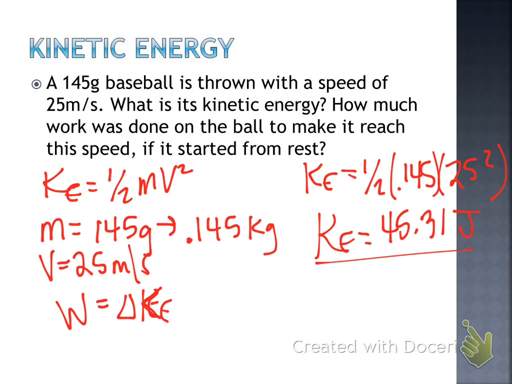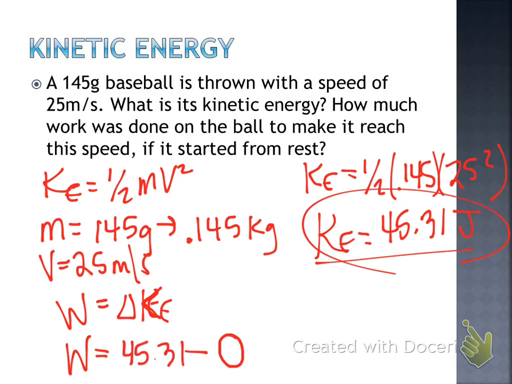And if it started from rest, that means that our initial velocity was what? 0. And our final kinetic energy was 45.31, which means that's how much work was done also. Work is equal to 45.31 joules, because it started from rest.